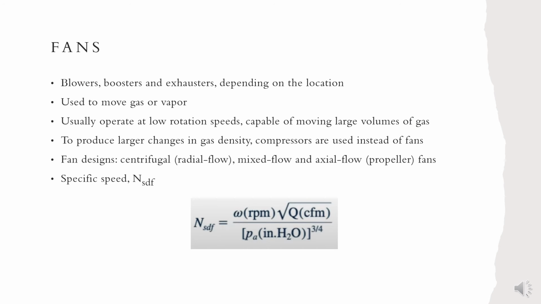Fans. They're also called blowers, boosters, and exhausters. It all depends on the location. Fans are usually used to move gas or vapor. They normally operate at low rotation speeds and are capable of moving large volumes of gas. When dealing with fans, gas density is treated as a constant, since it usually doesn't exceed 7%. So, to produce larger changes in gas density, turbo machines called compressors are used instead of fans.